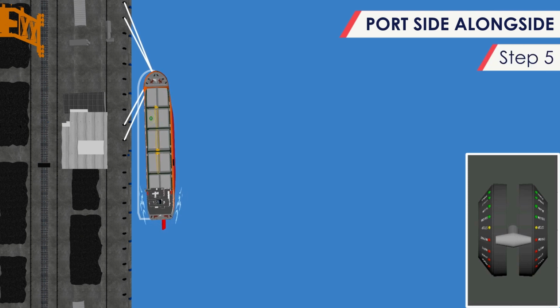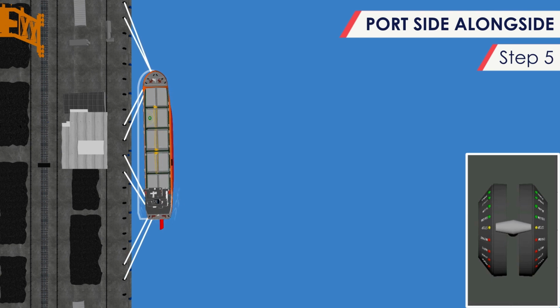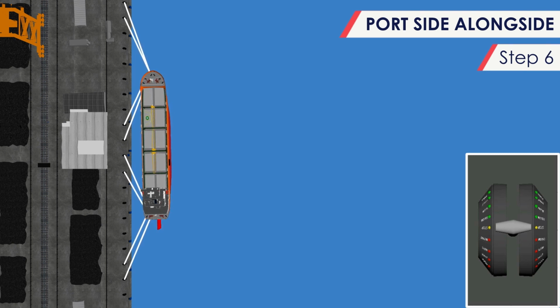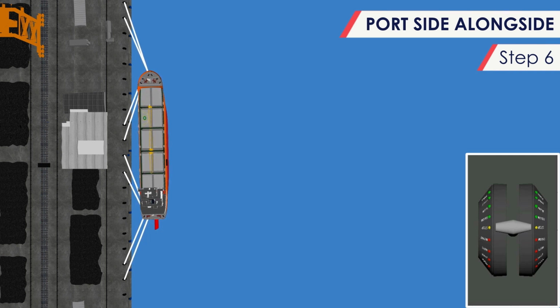Step 5. Pass your stern lines and aft springs, stop the engine and use the lines to bring the ship alongside. And final step, make fast as required.